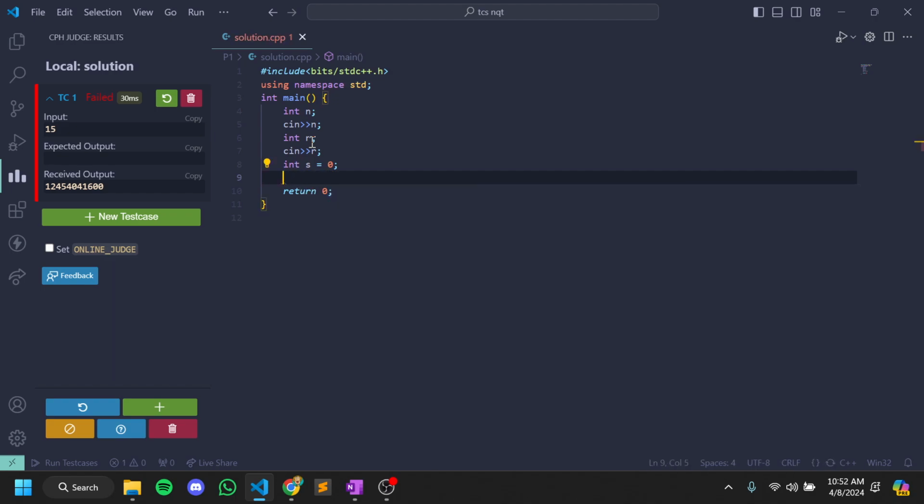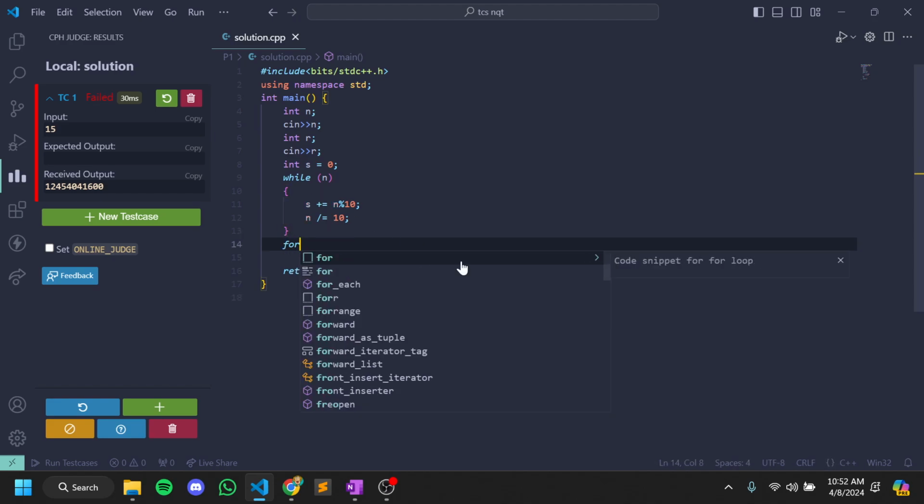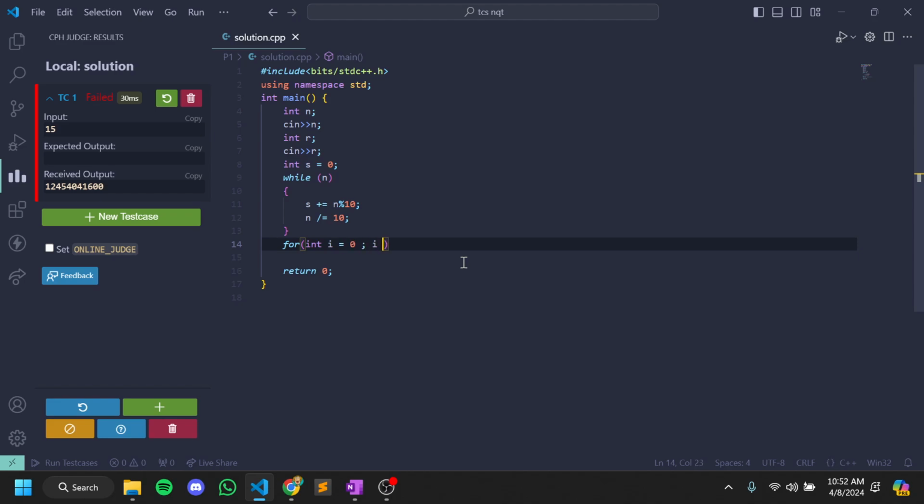Okay, so let's do it using a while n, s plus equals n mod 10. As you might be aware of a similar problem that has occurred in previous sets, we're using this. After this, while it's less than r, we have to add the number r times.